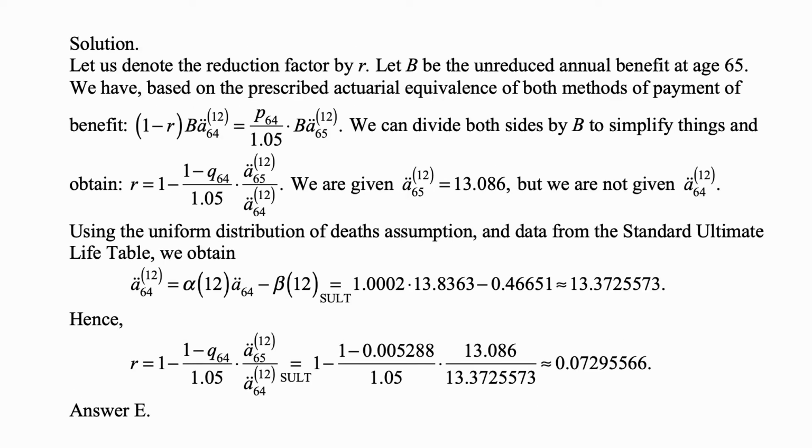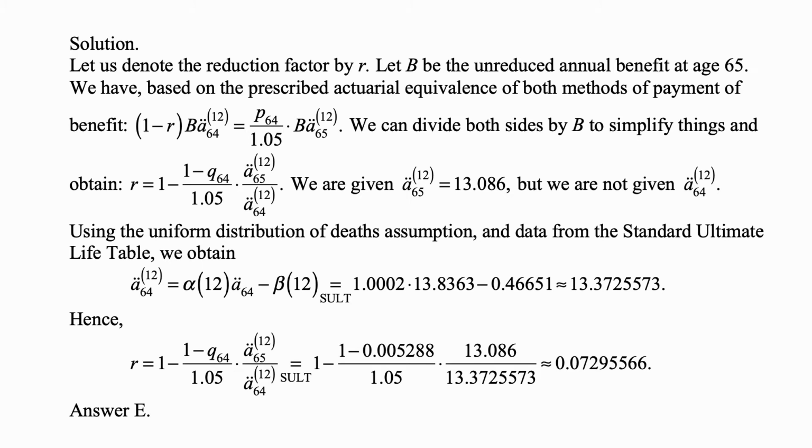And here's the solution. Let's denote the reduction factor by R. Let B be the unreduced annual benefit at age 65. Based on the prescribed actuarial equivalence of both methods of payment of benefit, we have (1 minus R) times B, the benefit at age 64 reduced from the benefit B at age 65 by the reduction factor R, times ä_64^(12), equals p_64 divided by 1.05, the pure endowment factor for 1 year, times B ä_65^(12). And this is the actuarial equivalence prescribed in the problem. This is the way they say the two benefits relate.